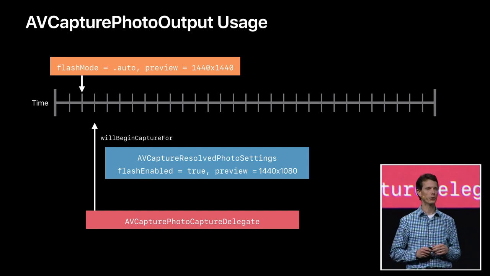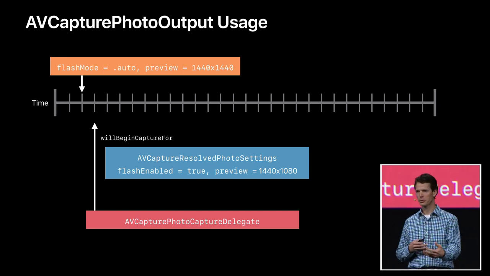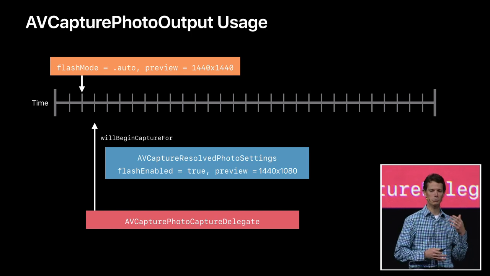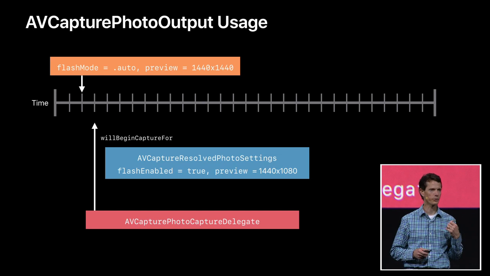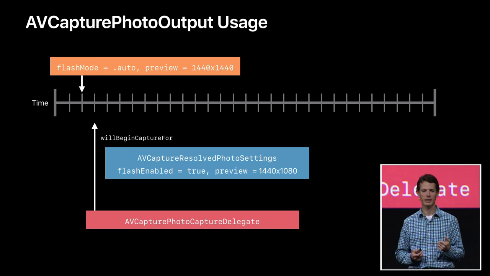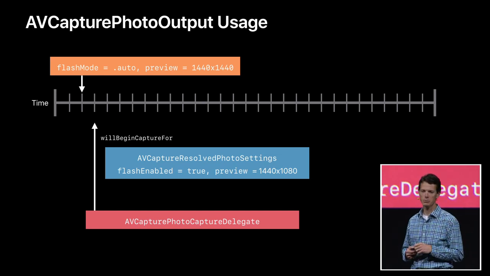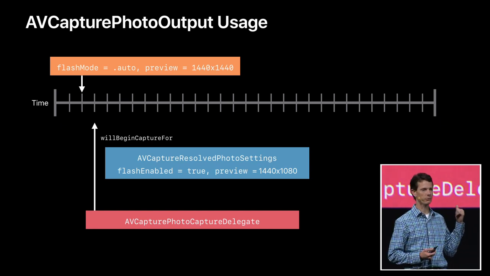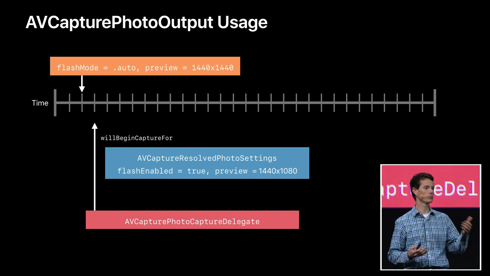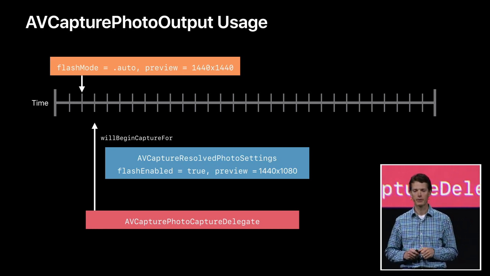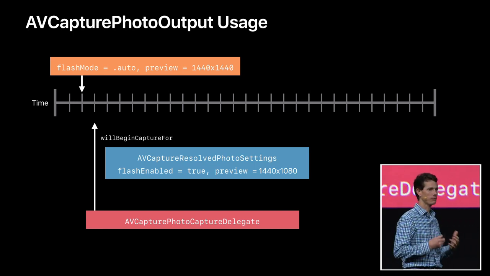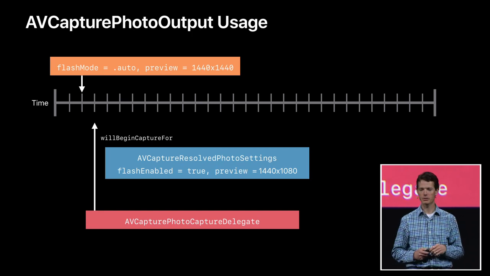This is sort of like the courtesy email that you get saying, we've received your order, here's what we'll be sending you. And this resolved photo settings sort of clears up any ambiguity that you had in the settings that you provided at the beginning. In this case, we can now see that flash is not auto, it's true or false. So it's become true. We know that the flash is going to fire. Also, we now know what the final preview image resolution is going to be.